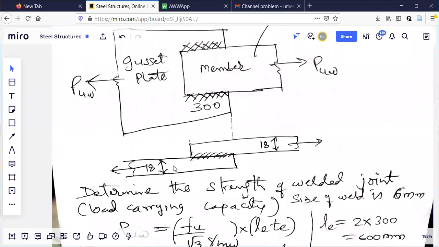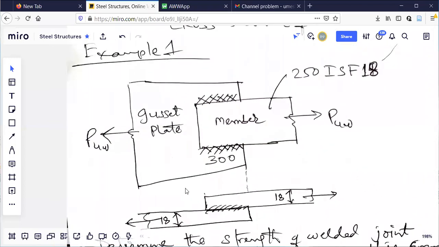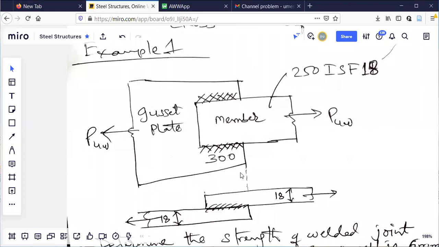So I'll solve this one here. What I'm trying here, size is given. I'll tell you what the size is: they have to give the size of the weld, otherwise you cannot calculate TE.